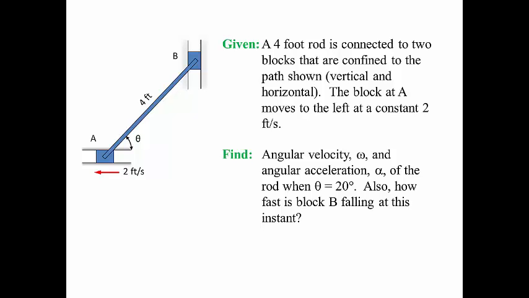In this case, we're given a 4-foot rod that's connected to two blocks that are confined to specific paths. Block A can only travel in the horizontal direction, and block B can only travel vertically. Let's assume that block A is moving to the left at a constant velocity of 2 feet per second. We want to know the angular velocity, omega, and the angular acceleration, alpha, of the rod when theta is at 20 degrees. Also, let's see if we can figure out how fast block B is moving at that instant.